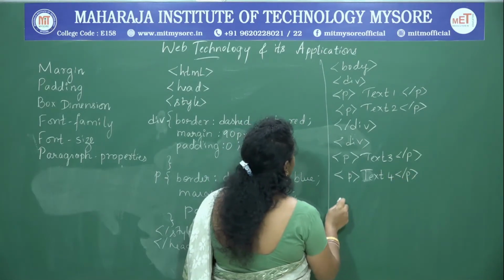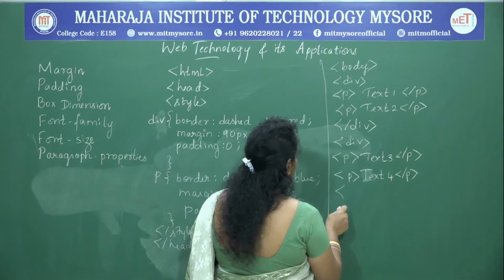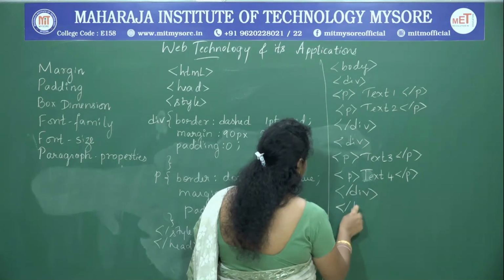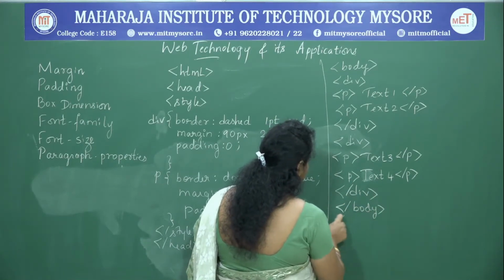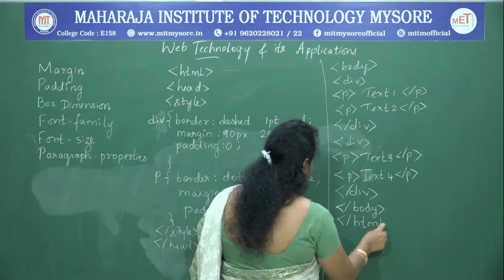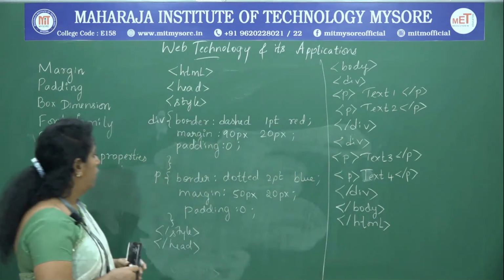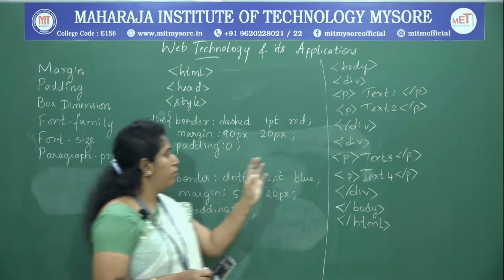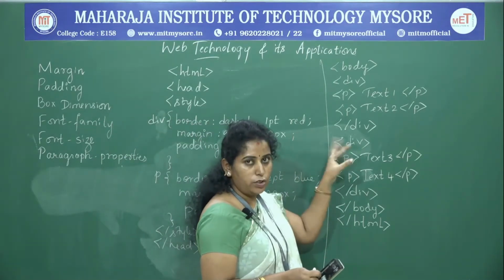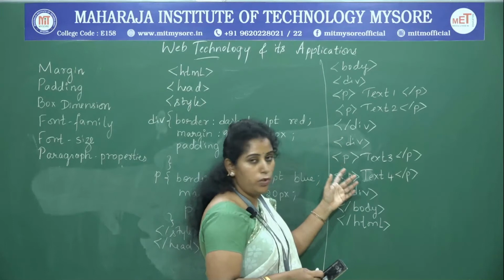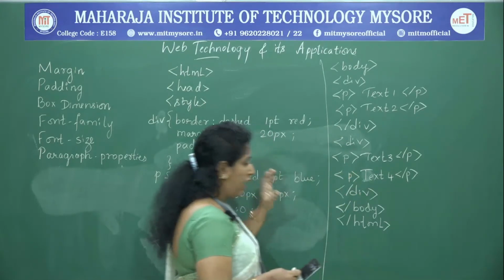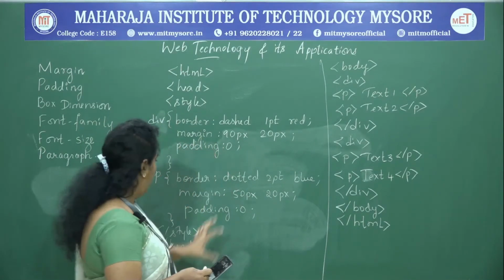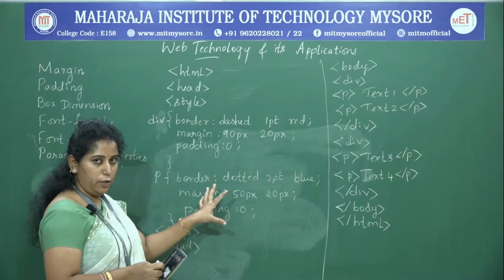Then close the div, also close the body and also close the HTML. So now in this program, what we have done is, inside the body there is a div which consists of 2 paragraphs and one more div which consists of 2 paragraphs. For the div a separate style rule has been given, and for the paragraph also a separate style rule has been given.